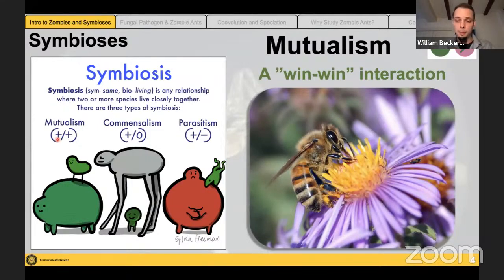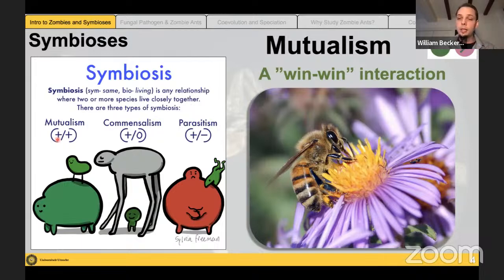So in this example, a bee will land on a flower and it will pick up pollen from the flower. And when it goes to another flower from the same species, it will deposit that pollen. And this aids the plants in their reproduction, increasing their reproductive fitness. The bees, on the other hand, do this because they get nectar and sugars and carbohydrates from the flowers.